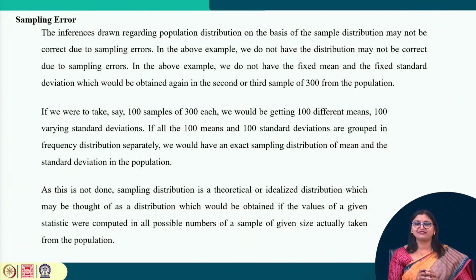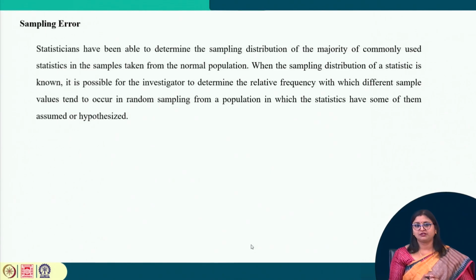The sampling distribution is a theoretical or idealized distribution which may be thought of as the distribution that would be obtained if the values of a given statistic were computed in all possible samples of a given size actually taken from the population.